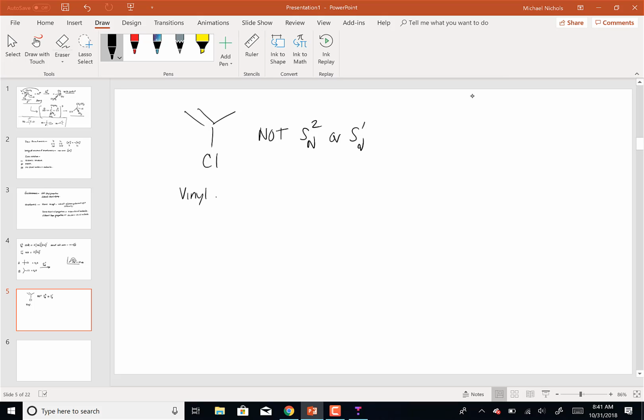But that's where the vinyl term comes from. Anything that's vinyl is made of that material just in a long chain. So it's all got alkyl halide in it. But it does not undergo SN2 or SN1. Same thing is true for a benzene ring. No SN1 or SN2.